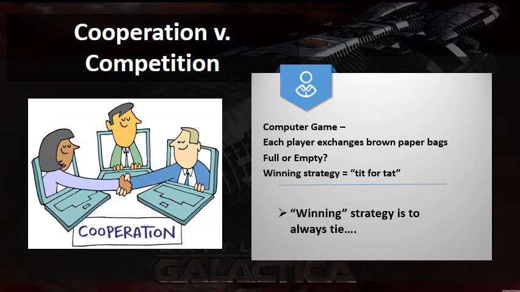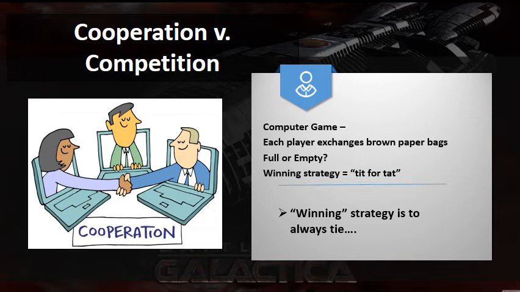The winning strategy was the shortest, simplest program that was entered. In fact, this game has been played multiple times, and nobody's come up with a better solution than this. It's a program called Tit for Tat. It starts out by giving its opponent a full bag, and then after that, it gives the opponent whatever the opponent gives you. So if you get a full bag, you get back a full bag. If you get an empty bag, you get back an empty bag, which means you always tie.